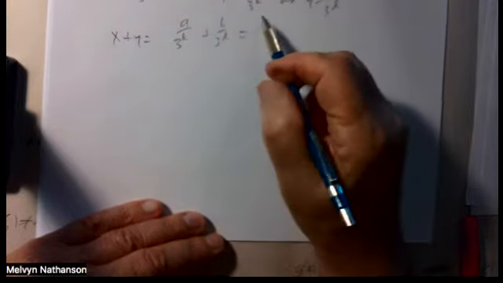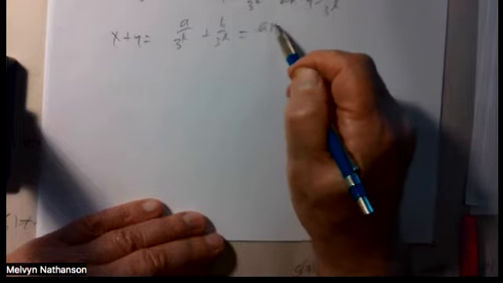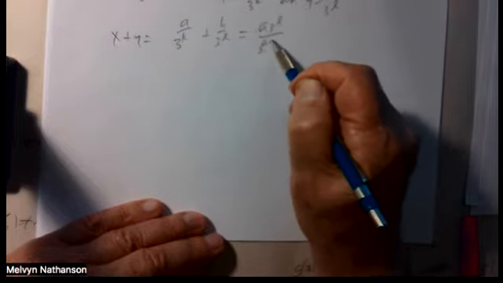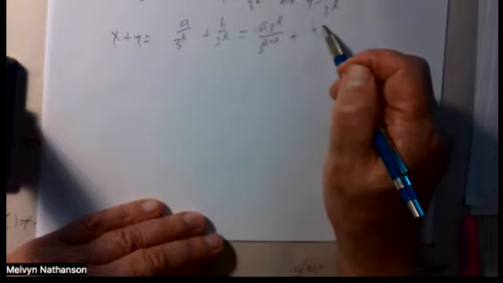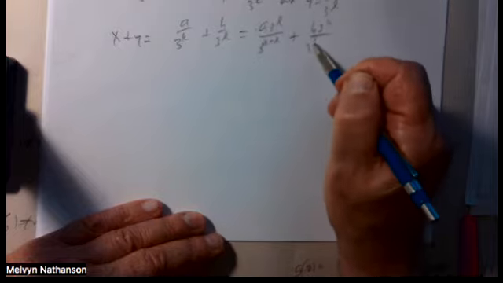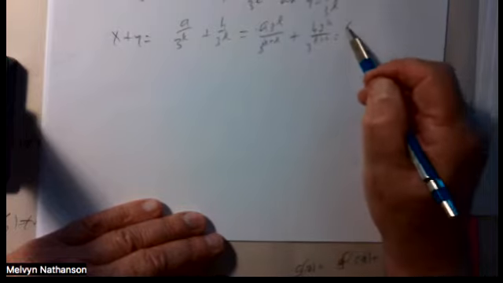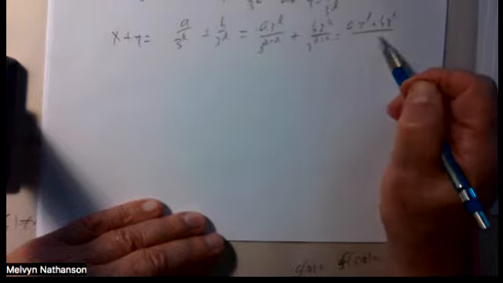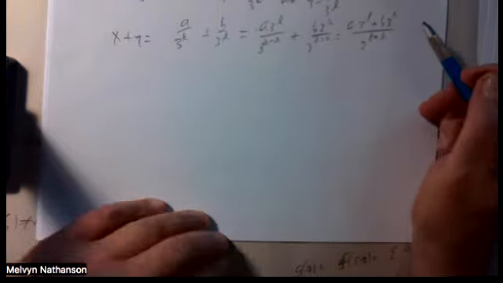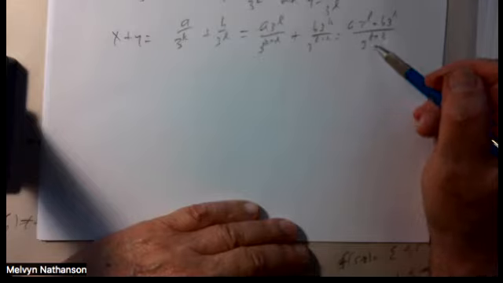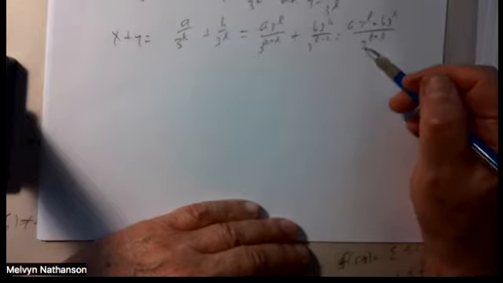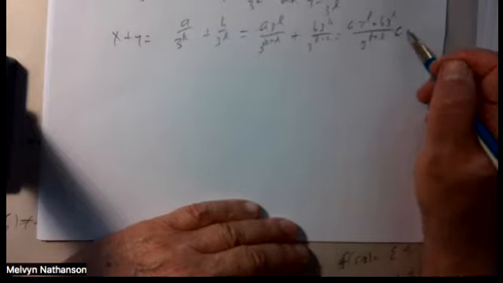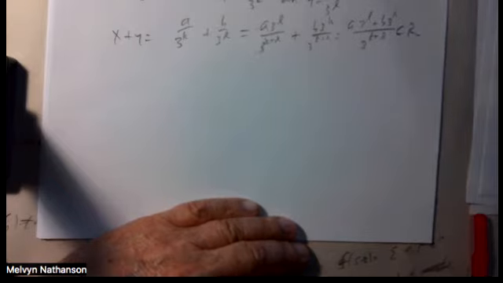I can write this as a times 3 to the l over 3 to the k plus l, plus b times 3 to the k over 3 to the k plus l. So that's a times 3 to the l plus b times 3 to the k over 3 to the k plus l. This might not be reduced to lowest terms, but if I reduce it to lowest terms, I'm just going to cancel some 3's in the denominator. This is still going to be a fraction whose denominator is a power of 3.